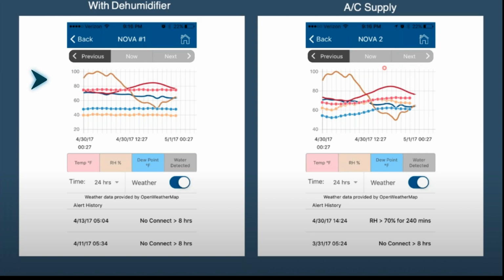What this shows is, we were able to keep the RH controlled in the crawl space no matter what was going on outside. Keep in mind this was in Northern Virginia in April and the AC was not being used a lot. As we look at the other house with the AC supply being used to condition the crawl space, we have the same thing with the RH outside during the rainy time.